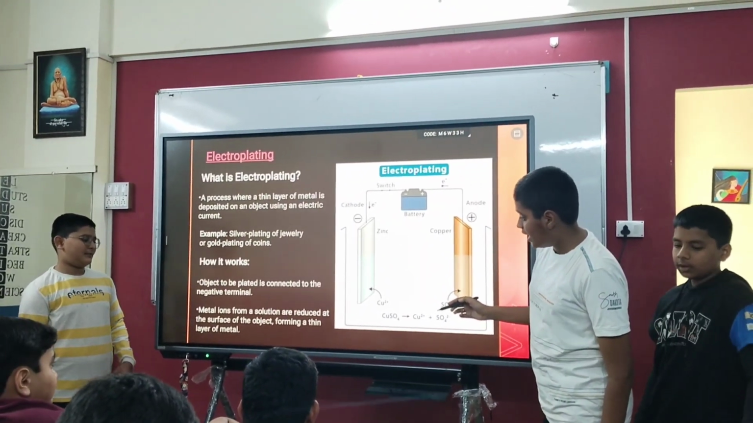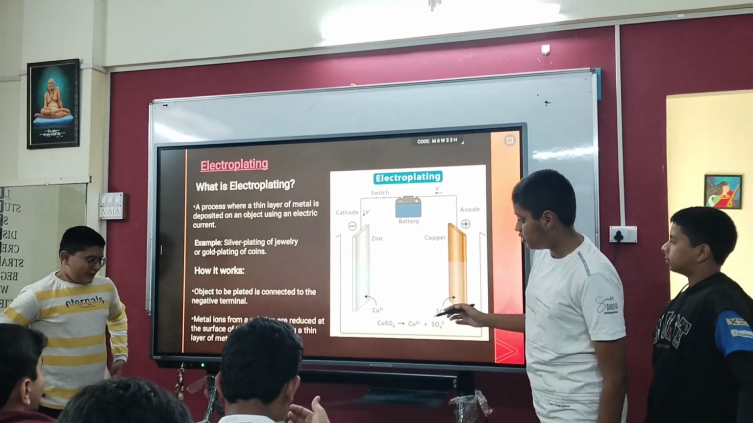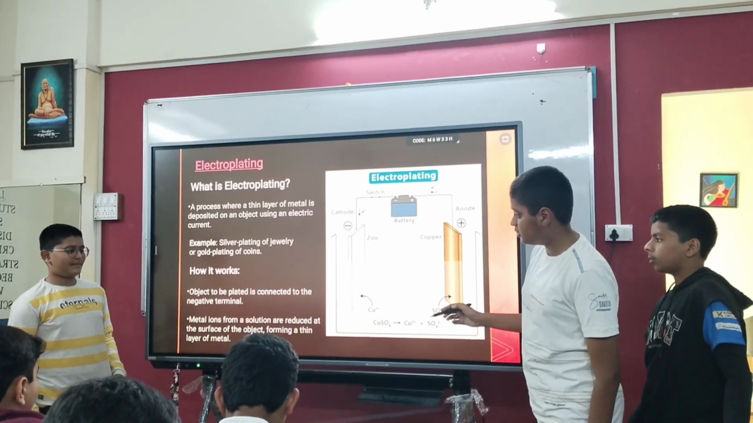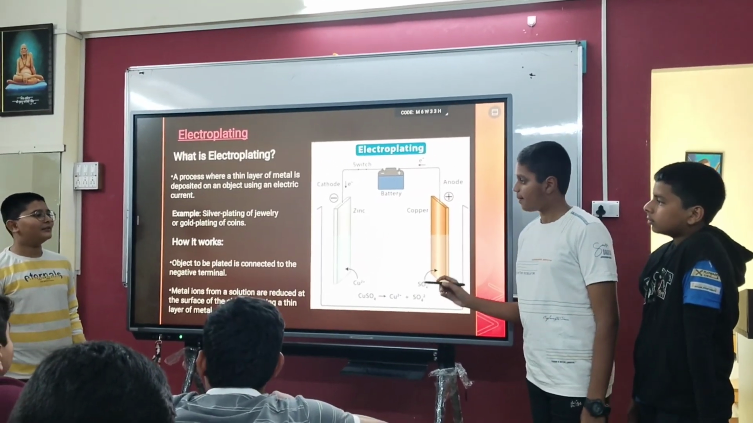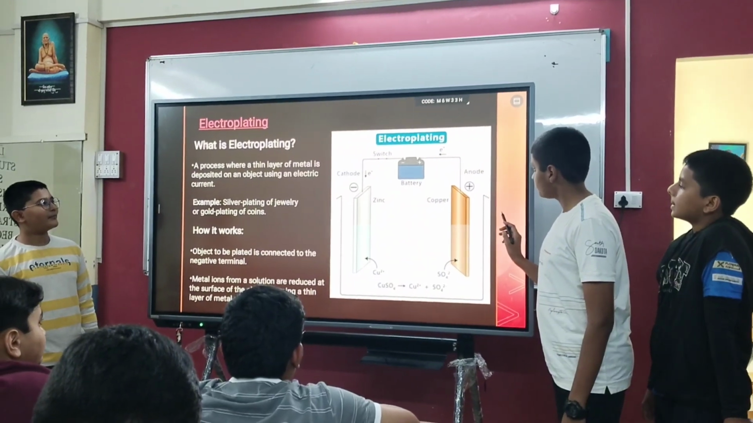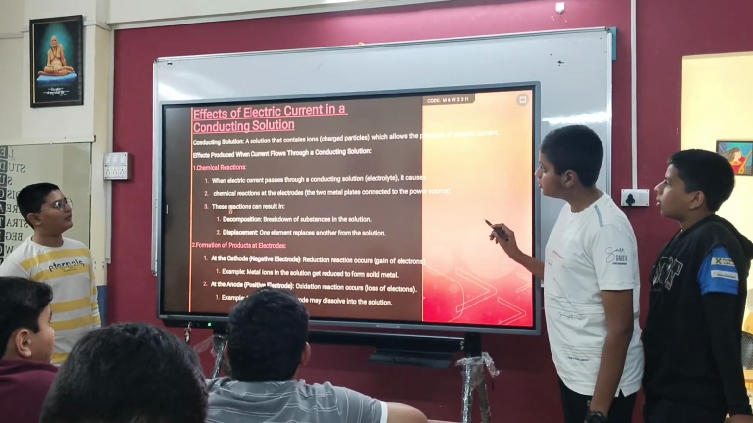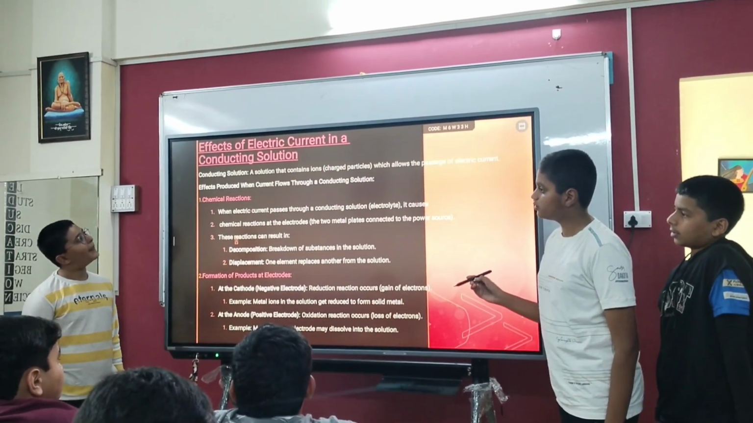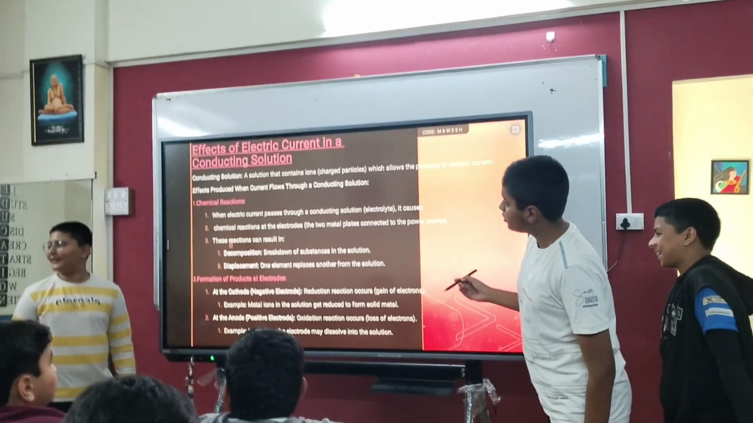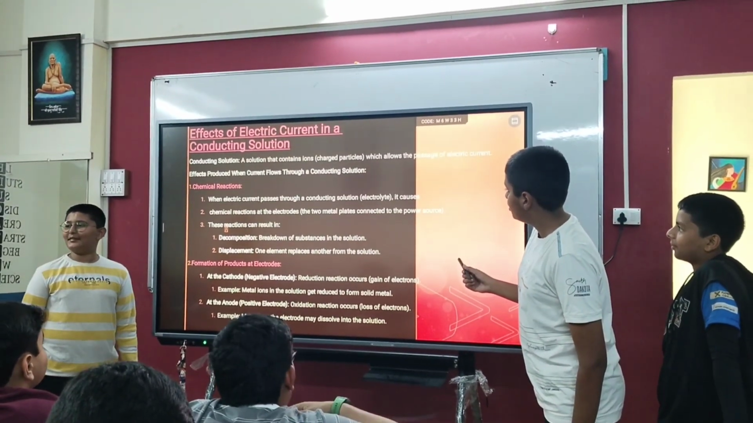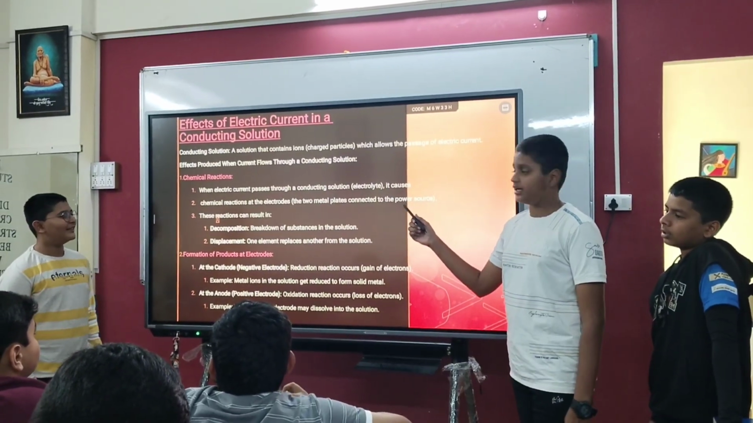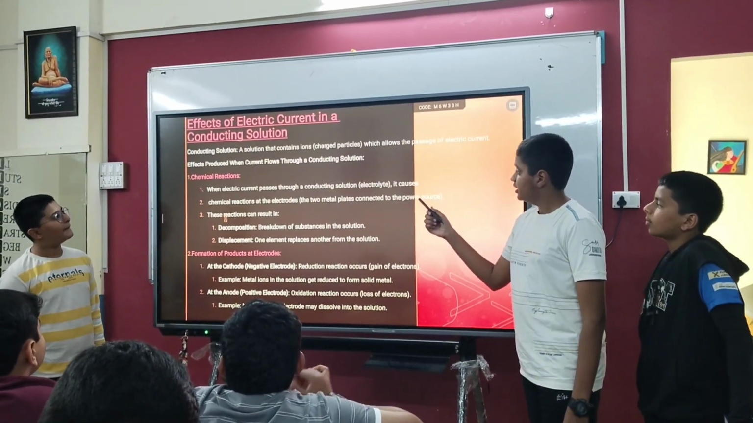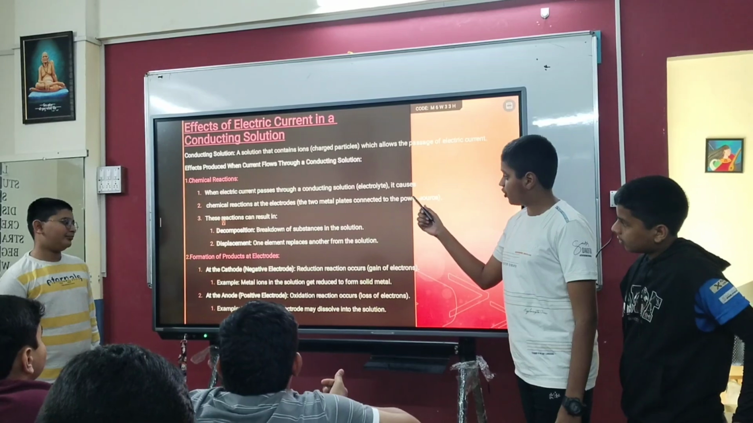Reduced at the surface of the object, forming a thin sheet of metal. The solution conducting electricity is called electrolyte.